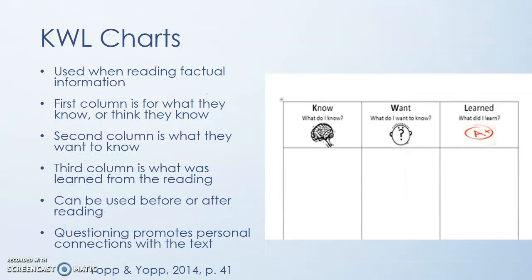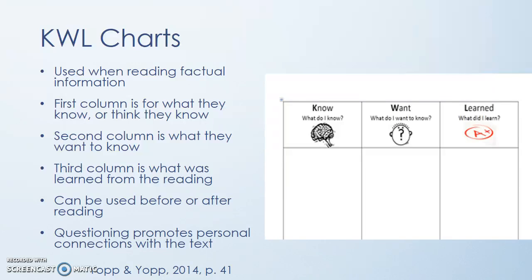Another popular chart is a KWL chart. These are used when reading factual information. In the first column, students are going to write what they know or think that they know. The second column is what they want to know. They could ask questions or just phrases of what they're curious about. And the third column is what they learned from the reading.